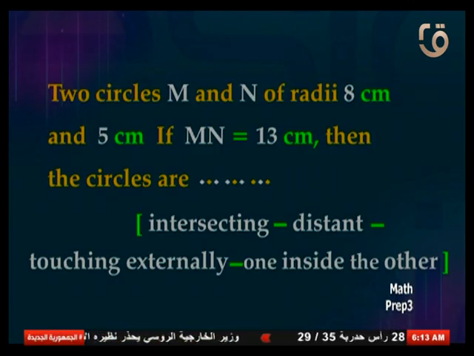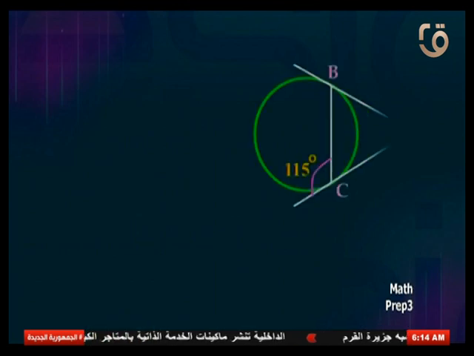What is the relation between MN and the 2 radii 8 and 5? MN equals what? Equals the sum of the 2 radii, as 13 equals 5 plus 8. So we can say that MN equals R1 plus R2, and in this case we know that these 2 circles will be touching externally, which is the third choice.